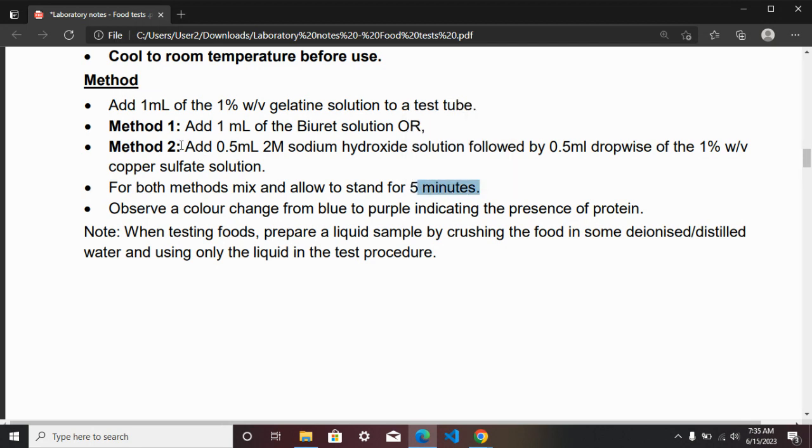minutes. If you use either the first method or the second method, you are always obliged to mix and wait for the solution to stand for around 5 minutes. Then observe a color change from blue to purple, indicating the presence of protein. The copper sulfate solution has a blue color. So if the blue color changes to purple, it means there is presence of protein. If it does not change, then there is no protein. The Biuret solution also is blue.